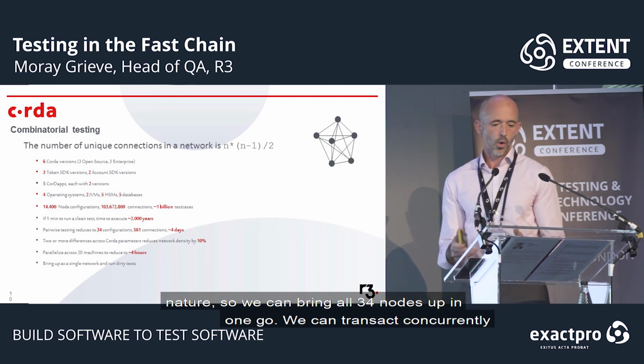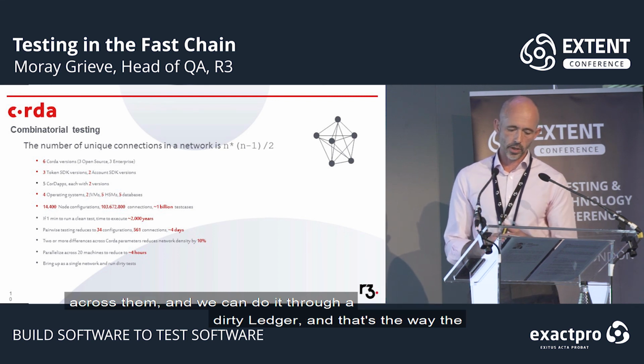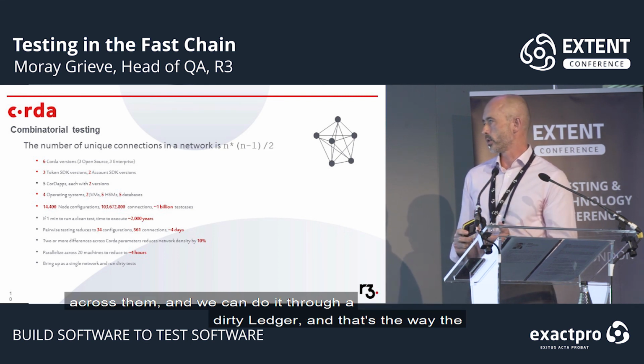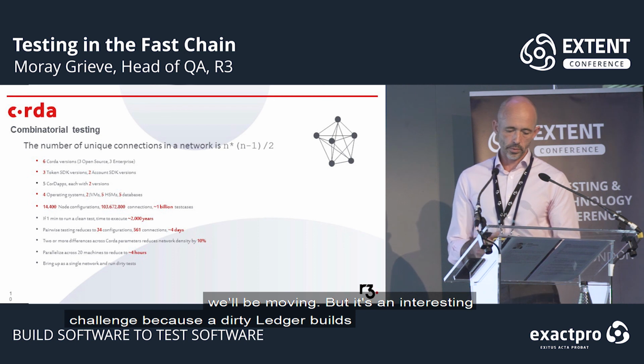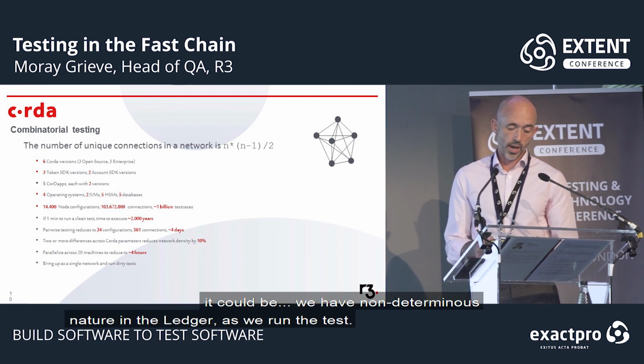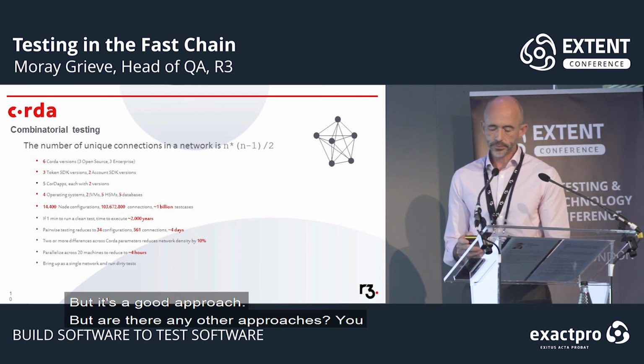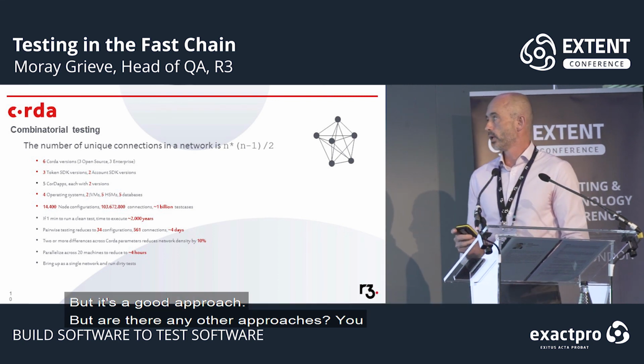So we can bring all 34 nodes up in one go. We can transact concurrently across them, and we can do it through a dirty ledger. And that's the way the world will be moving. But it's an interesting challenge because a dirty ledger builds state throughout the tests. It means that the ledger could vary between runs, and we could have a non-deterministic nature in the ledger as we run the test. But it's a good approach.